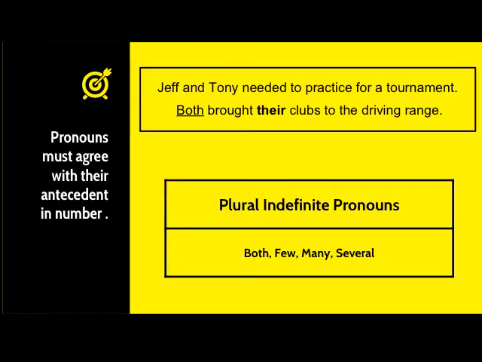The plural indefinite pronouns, both, few, many, and several, require plural pronouns when they follow. Here I gave you an example where I have an actual proper noun as the antecedent. Jeff and Tony needed to practice for a tournament. Both, so we know that we have two people here, brought their clubs to the driving range. We don't necessarily even need this sentence. We know that both is always plural, and so we have their as the following pronoun.